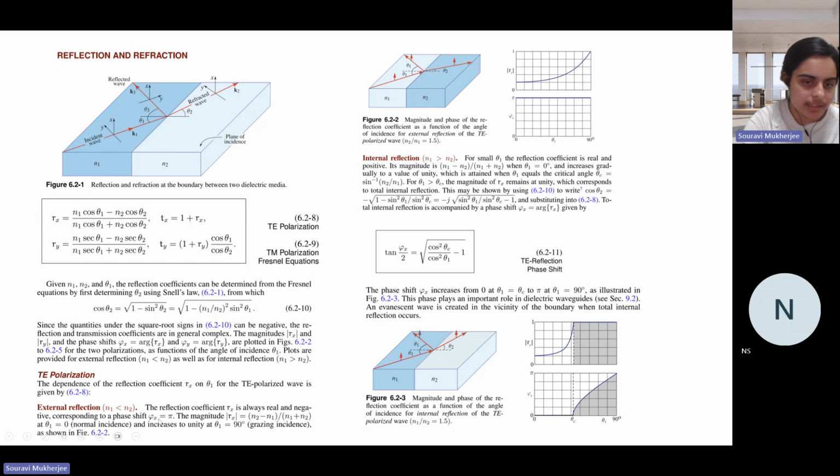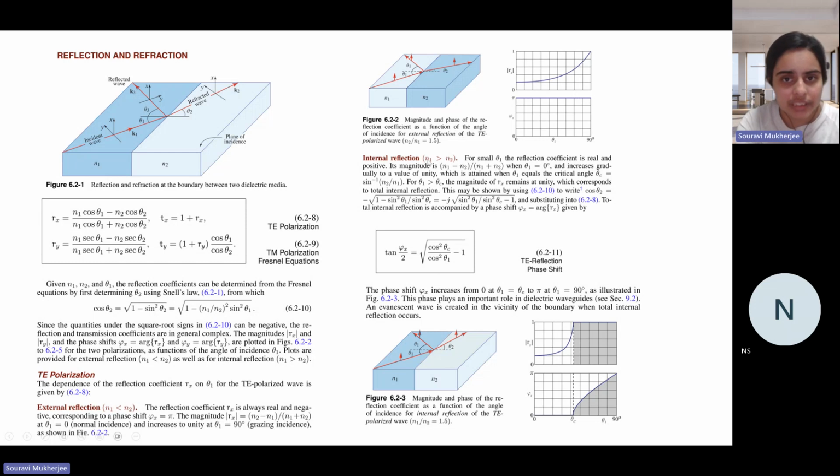So when N1 is less than N2, you see that your reflection coefficient is always real. And if you plot the reflection coefficient, it would look something like this. So it would increase and reach 1 at some values where the argument is always pi. So that shows a pi phase shift, right?